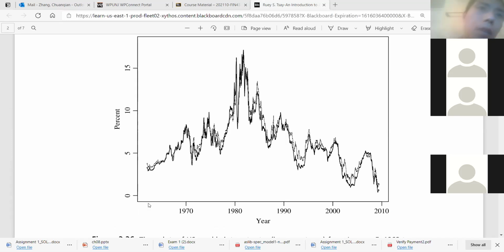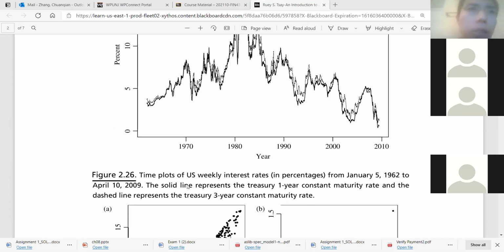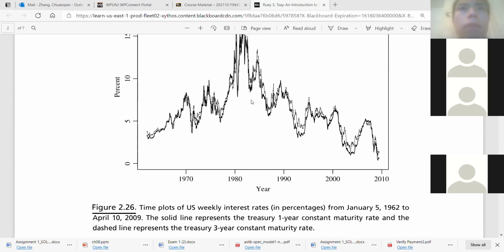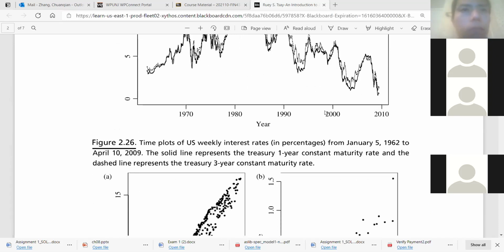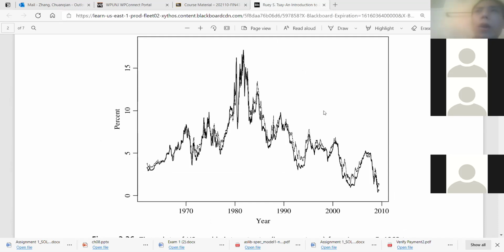Data exhibitions. This is the time plot of the US weekly interest rate from 1962 to 2009. The solid line represents the Treasury 1-year constant maturity rate, and the dotted line represents the 3-year rate. So what can you find here? You will find that usually the 3-year yield is higher than the 1-year yield.